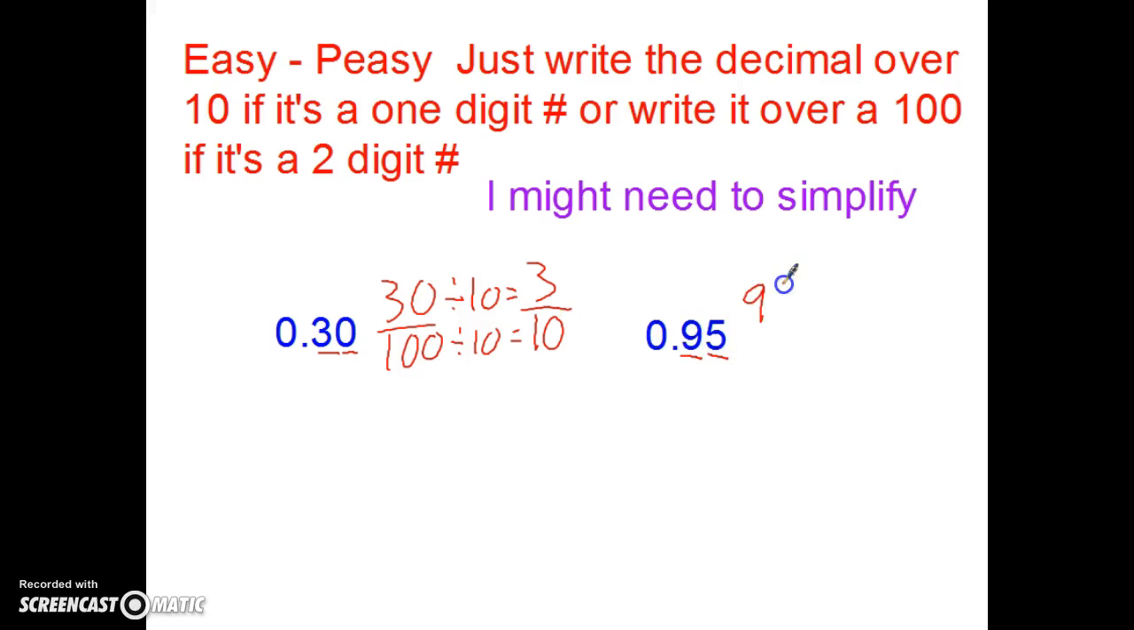Tenths, hundredths, 95/100ths. So I can divide them both by 5. Remember that 100 divided by 5 is 20 because we keep doing that one. 95 divided by 5, it actually goes 19 times. So I'm just one 5 away from 100 when I'm at 95. 19/20ths, not even. 3, 6, 9, 12, 15, 18, 21, cannot divide by 3.